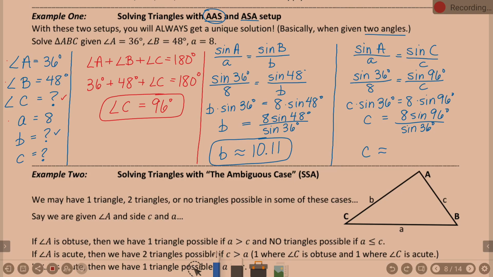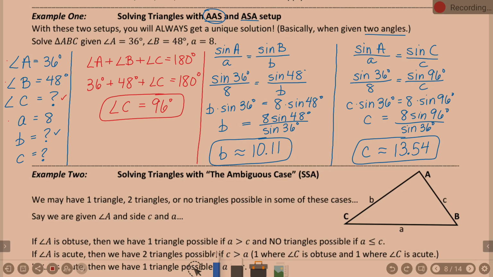What are you guys getting on this one? Mm-hmm. 13.54? Yes? Okay. The catch on the calculator is make sure that your calculator is in, I start to say angle mode, degree mode. Okay?